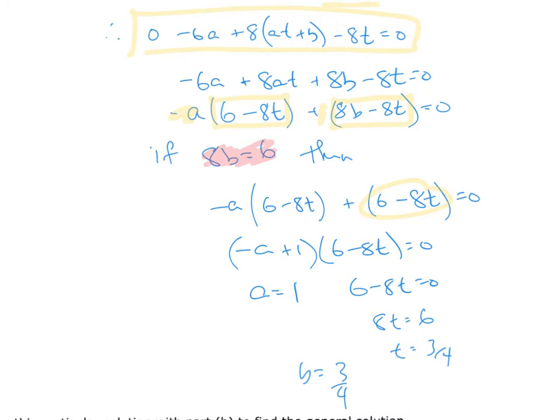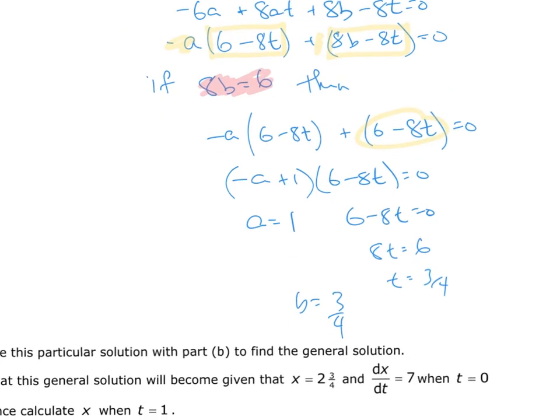All right, if I factor this, then I can factor out the 6 minus 8t in both, and they can each be 0, so a is 0. This particular function makes t be 3/4, and from here I know that b is also 3/4. This is quite challenging to come up with.